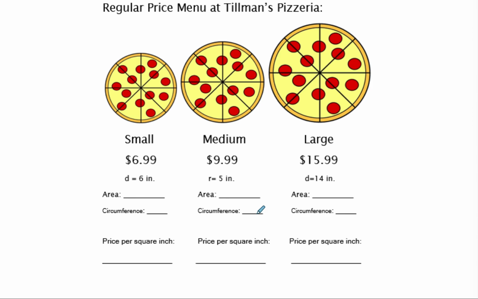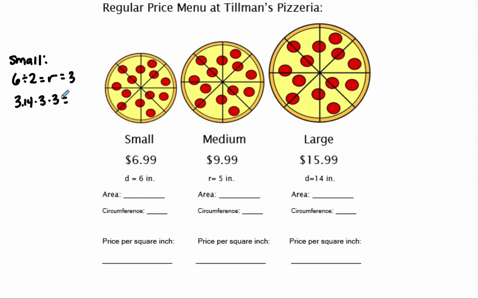All right, let's check our answers. For our small pizza, I'm going to do my work off to the side. My diameter is 6. I need to divide by 2 to get my radius, so 6 divided by 2 tells me my radius is 3. For area, I'm going to do 3.14 times 3 times 3.